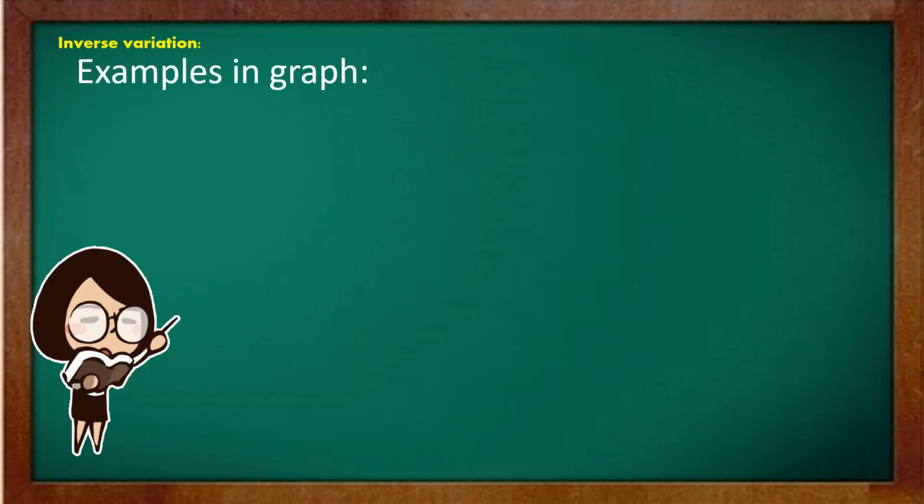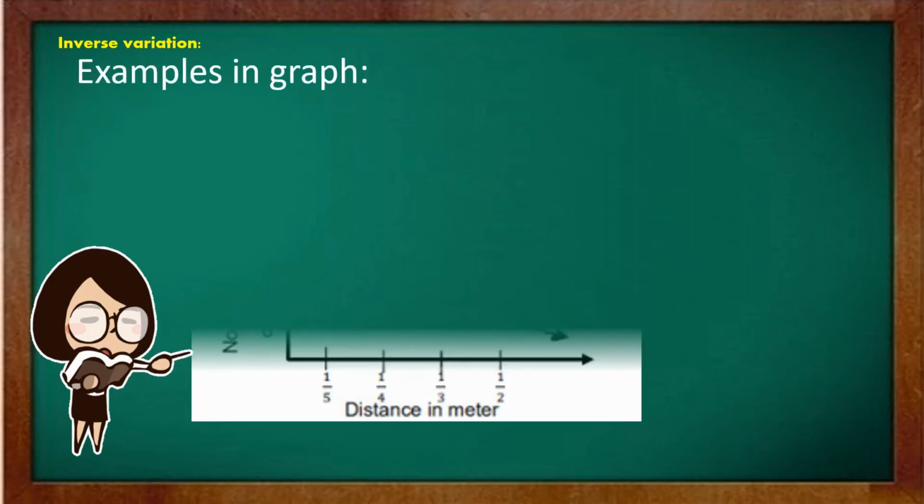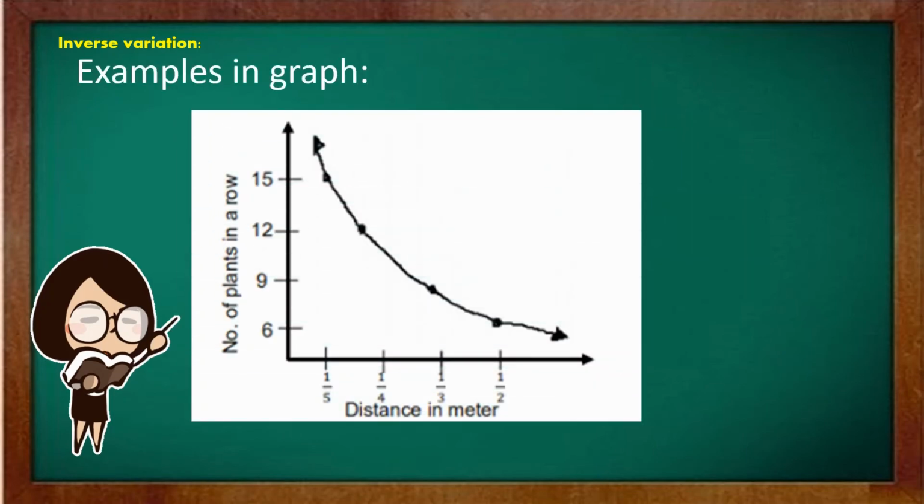Okay, let's have an example in a graph. In our graph, we have distance in meters on the x-axis and number of plants in a row on the y-axis. So, look at the graph now. The ordered pairs are 1/5, 15; 1/4, 12; 1/3, 9; and 1/2, 6.